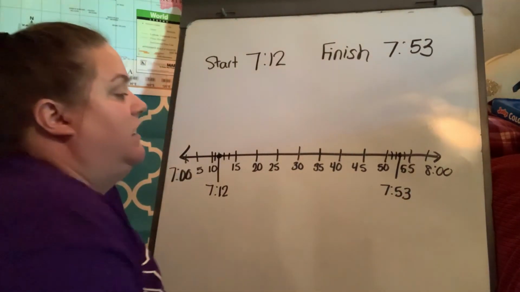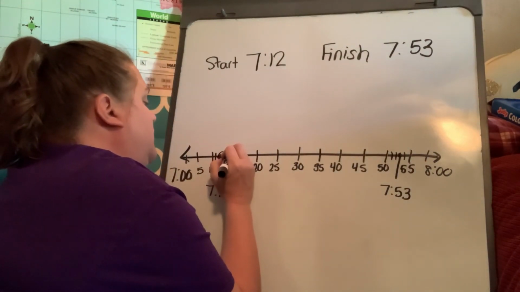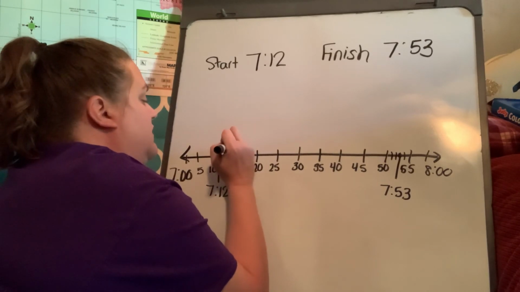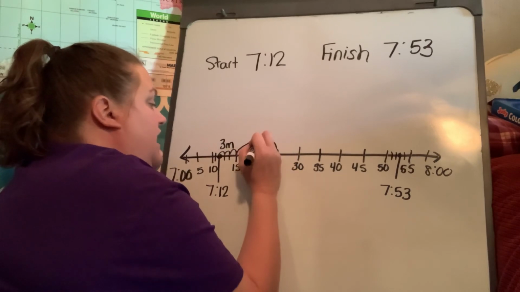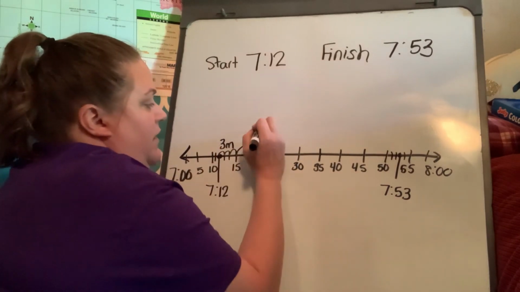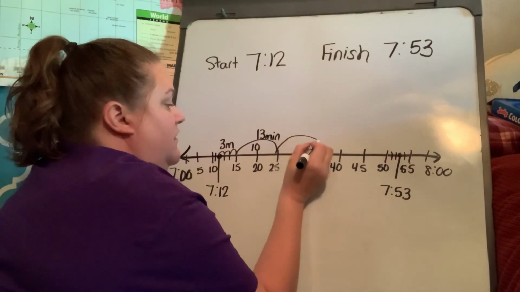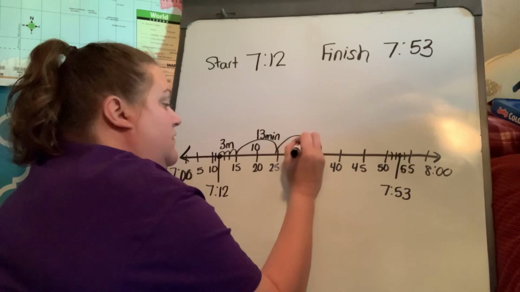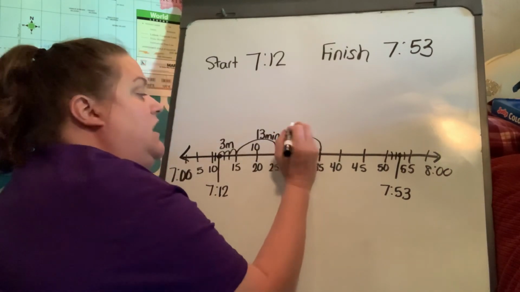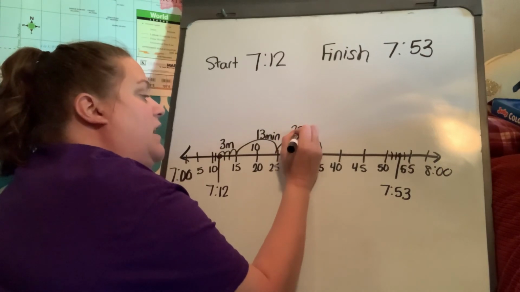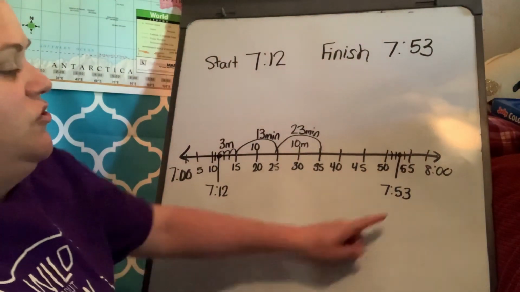So what I'm going to do here is I'm going to do my little hops. I'm going to go forward. I'm going to do 1, 2, 3 little hops. So that's 3 minutes. Then I'm going to do 10-minute increments. So that's 10. So 3 plus 10 would be 13 minutes so far. Then I'm going to do another 10. I'm going to add that top part to this bottom part right here. So that would be 23 minutes. And I'm not going to stop until I get to 53.